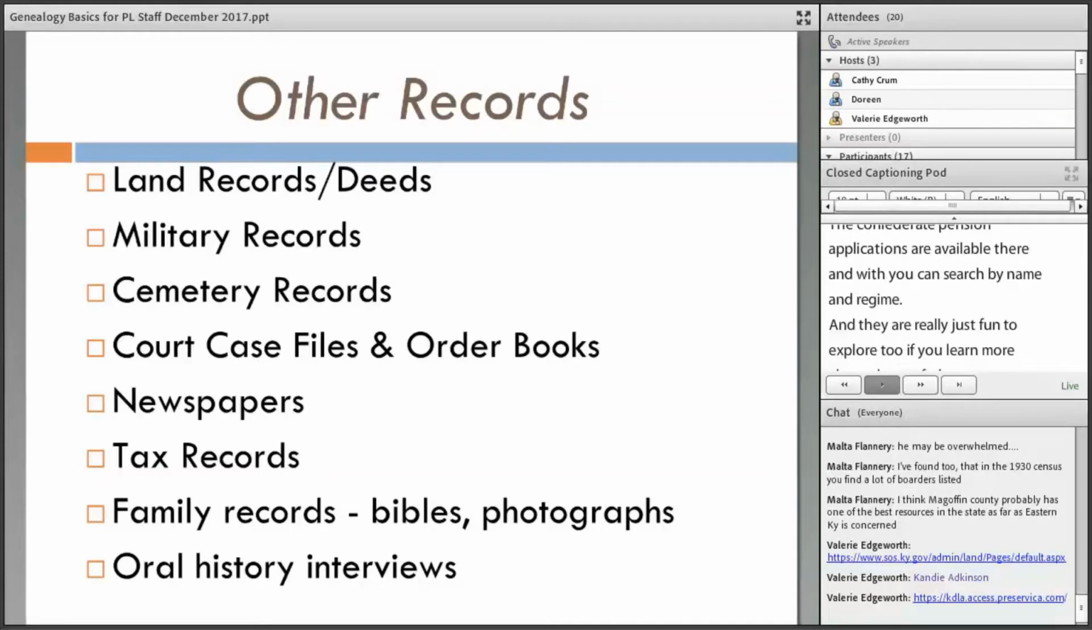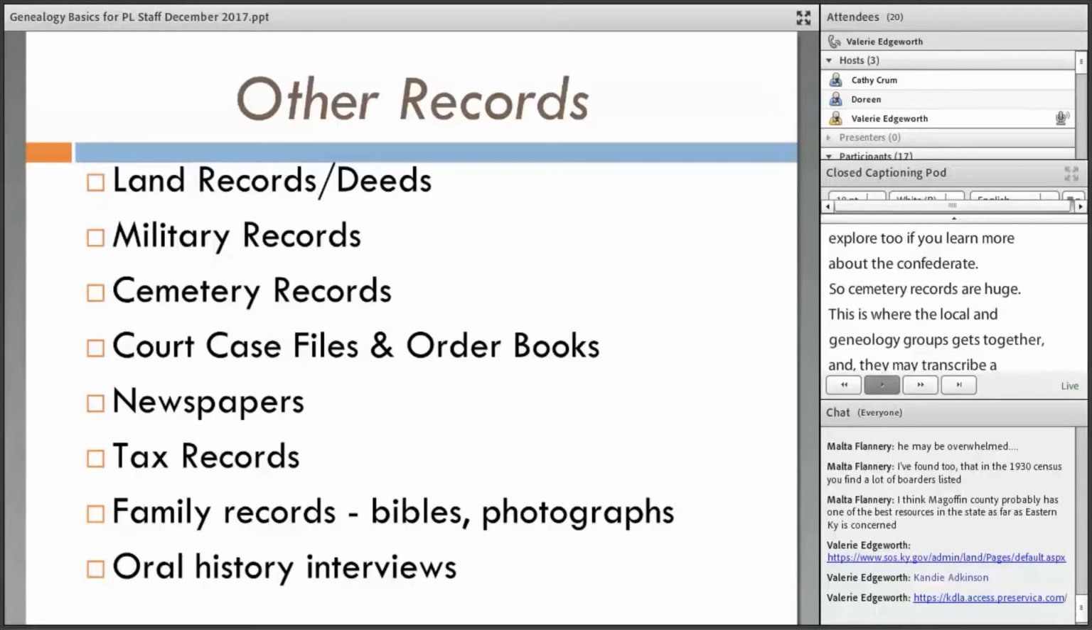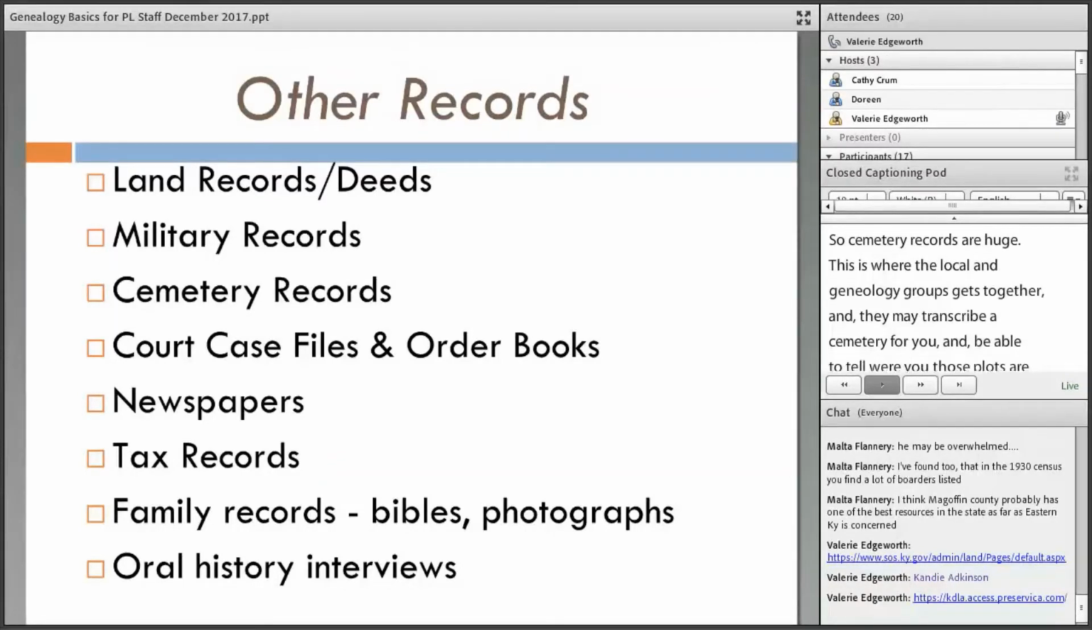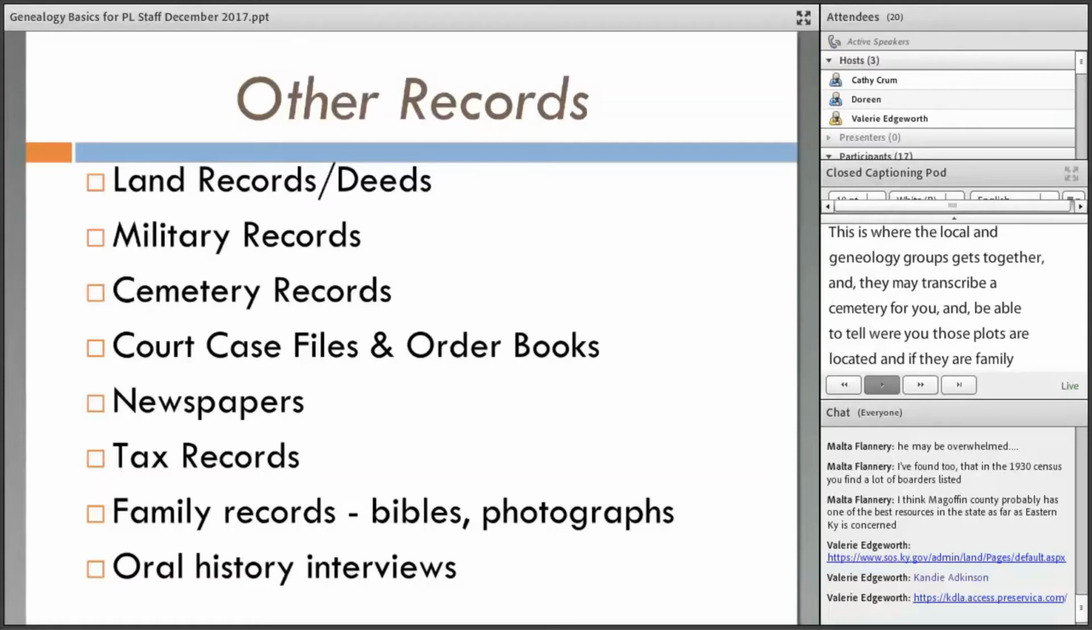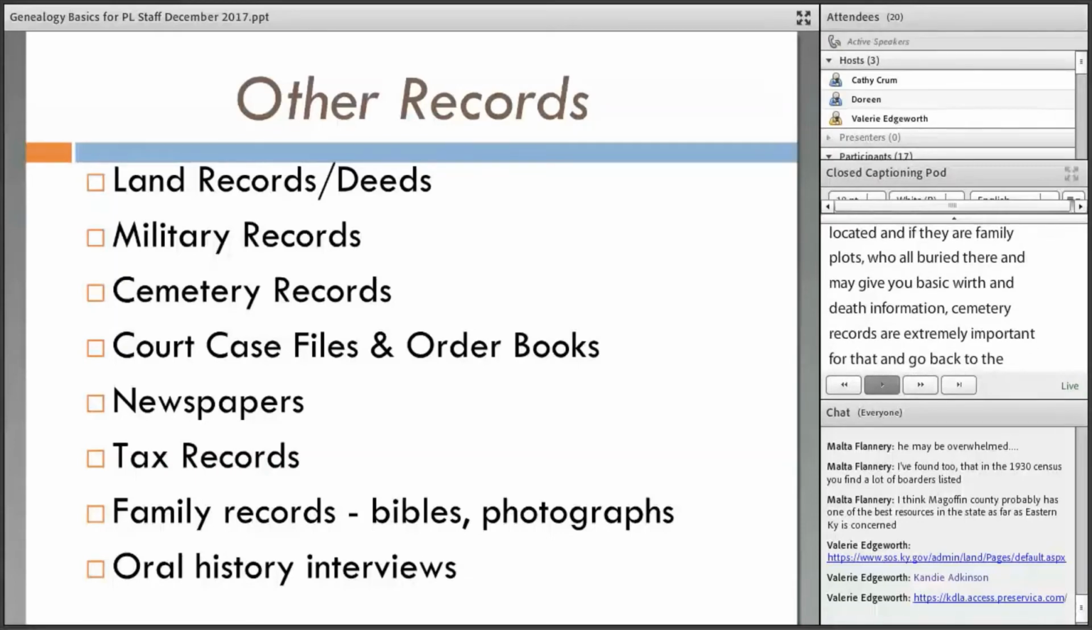Cemetery records are huge. This is where your local historical and genealogical societies come in handy, and those family histories. A lot of times these groups will get together and they may transcribe a cemetery for you and be able to tell you where those plots are located, if they're family plots, who all's buried there. It may give you your basic birth and death information. Cemetery records are extremely important for that. Then you can go back to the death record and pull the actual death certificate.